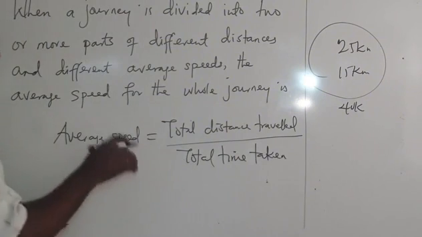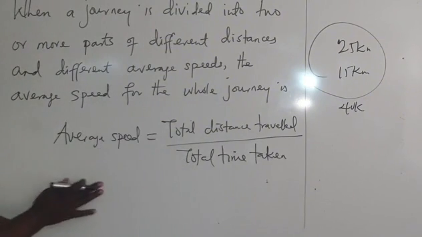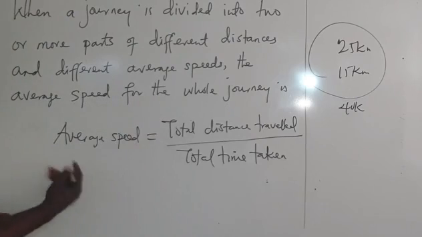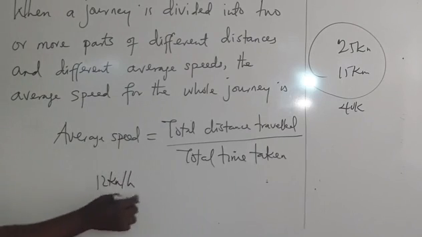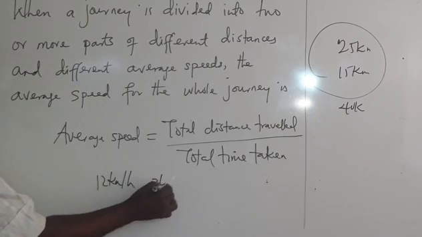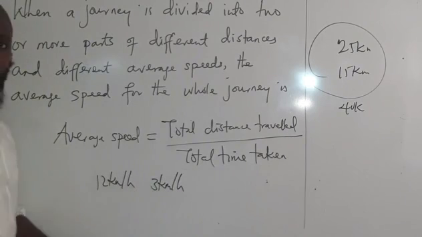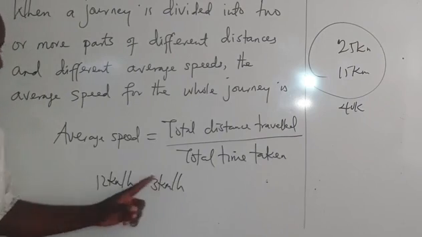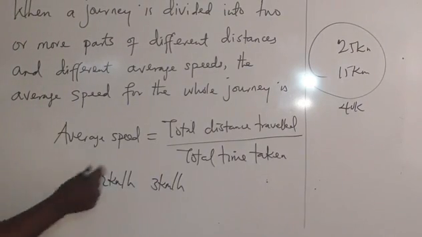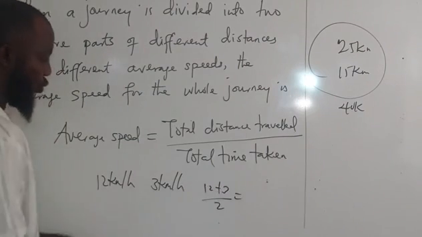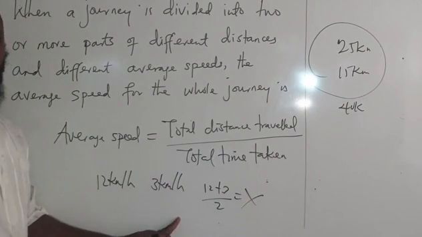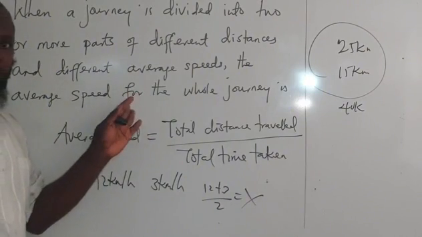Now suppose you're given the average speed for each part. For example, the average speed of the first part is 12 kilometers per hour and the second part is 3 kilometers per hour. They now ask you to find the total average speed of the journey. Some will just add 12 plus 3 divided by 2. No. If you do it this way, you'll be wrong. So that's the impression I have to correct in this video.